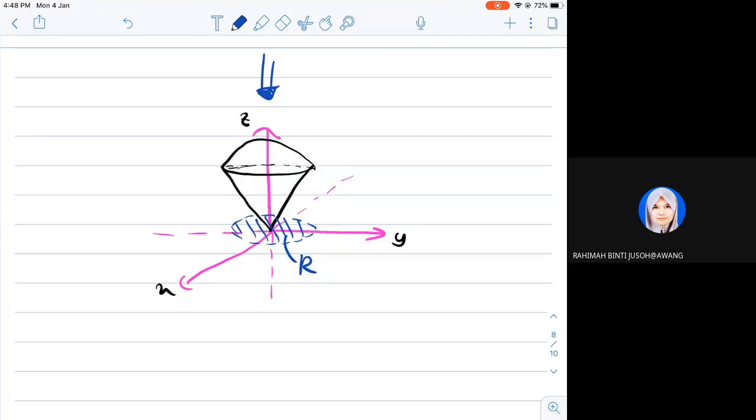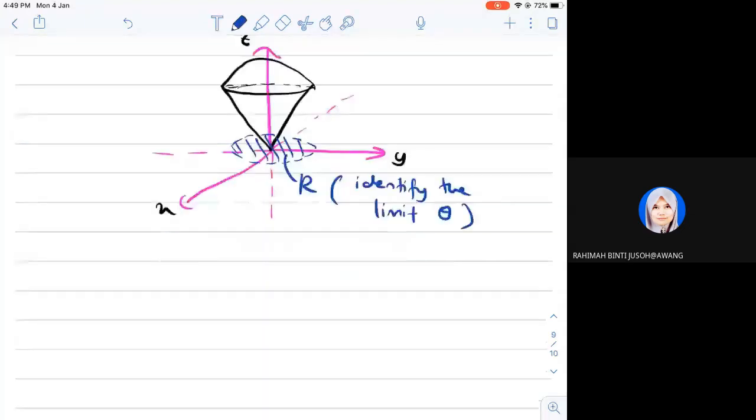Why do we need to know the region R? Because from region R, we can identify the limit of theta. Okay, so from region R, we can see the limit of theta. All right, so now let us straight away calculate the volume.